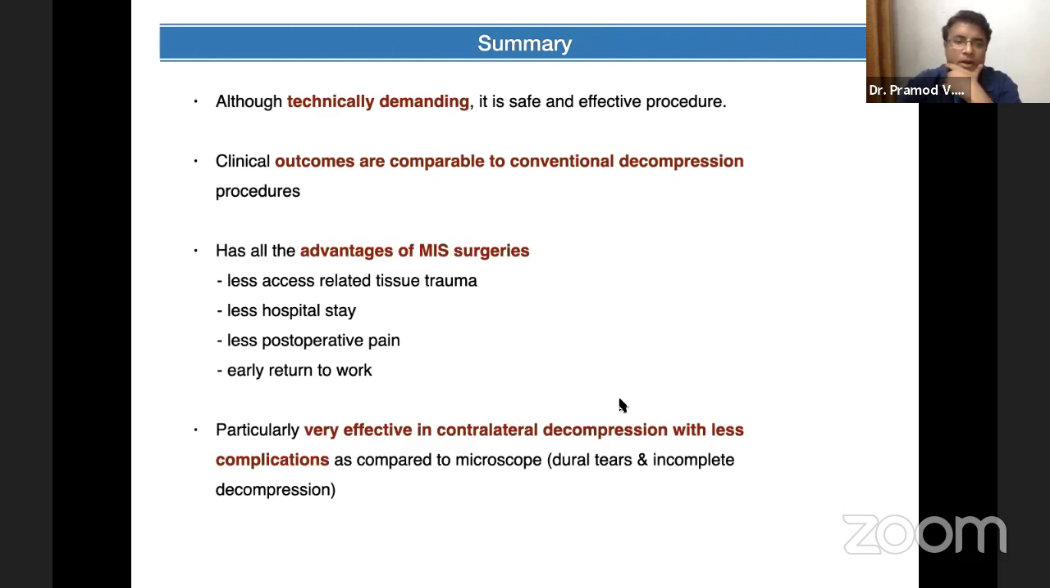And another advantage which I feel is because of the narrow size of the endoscope, similar to what Dr. Son has talked about, the UBE technique also has got a very small endoscope size. So these small endoscopes are very, very effective in causing decompression of the contralateral side with minimal complications as compared to the microscope.